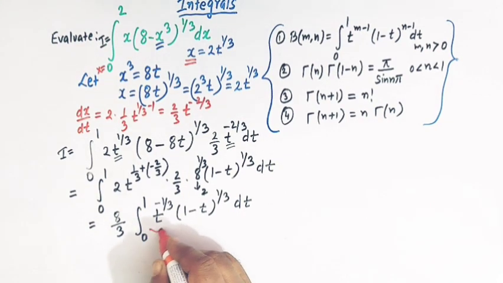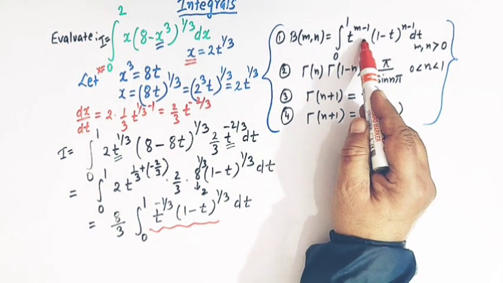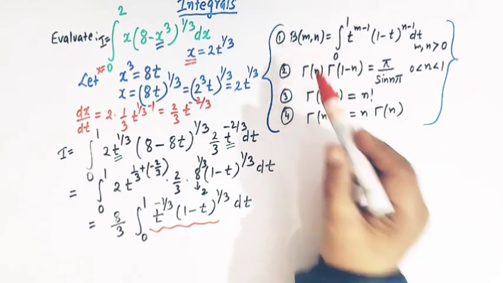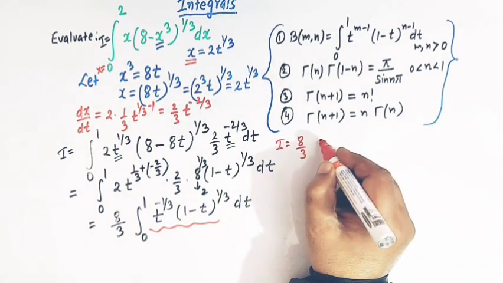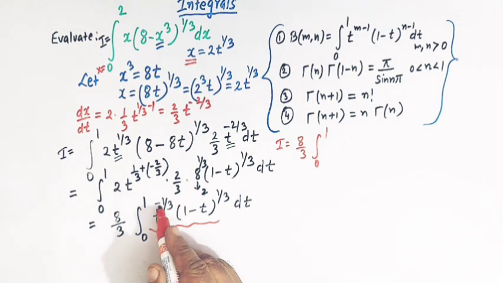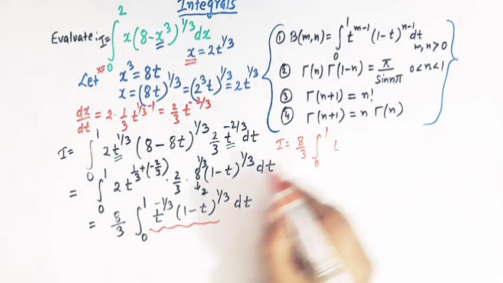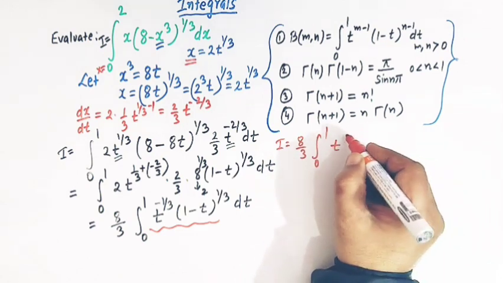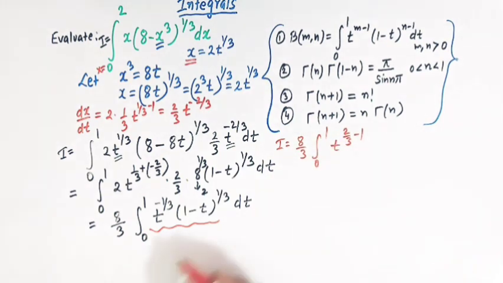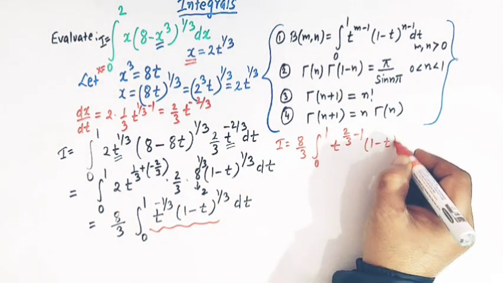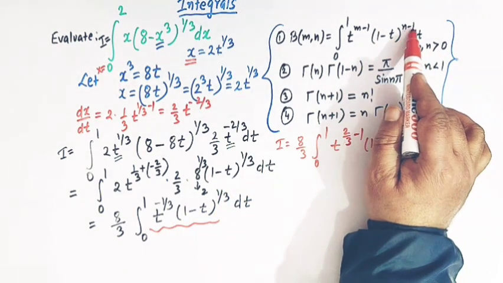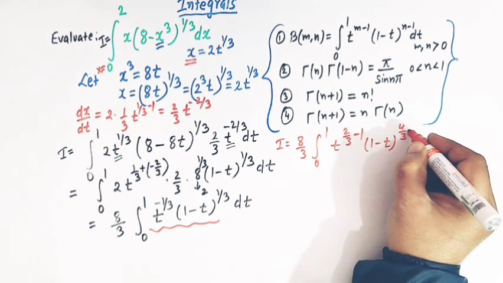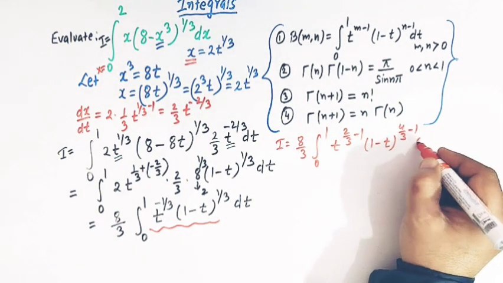So now let us convert this integral into this form, that is the beta function, right? So we can now write I as 8 over 3. Then we have integral 0 to 1 t raised to minus 1 by 3, right? So minus 1 over 3 can be written as 2 by 3 minus 1, because 2 by 3 minus 1 is minus 1 over 3. And then we have 1 minus t raised to 1 by 3. Now 1 by 3 should be expressed as n minus 1. So here we have 4 by 3 minus 1, right? And here we have dt.